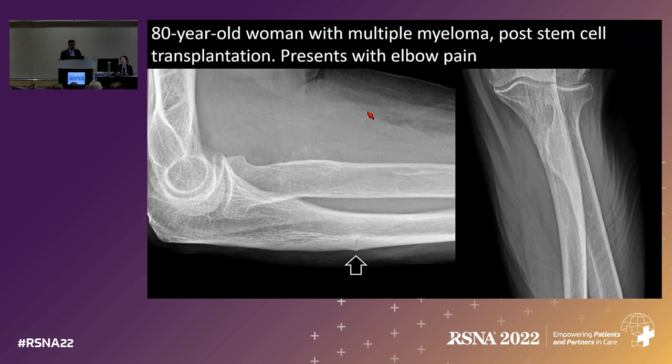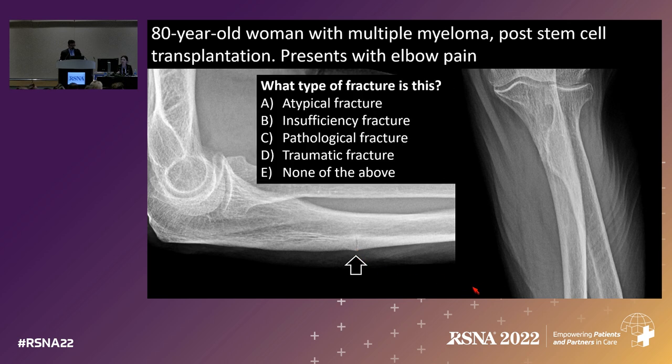Case five. I know these are easy, but hopefully this one will be a little bit more challenging. An 80-year-old woman with multiple myeloma, post-stem cell transplantation, now coming in with elbow pain. And this is the little fracture right here. So what type is this one? So this was a multiple myeloma patient who'd gotten high-dose bisphosphonates, and this is the one and only atypical fracture that I've seen outside the femur. But you have the cortical bump, you have this lucent line over here, so just a weird case.